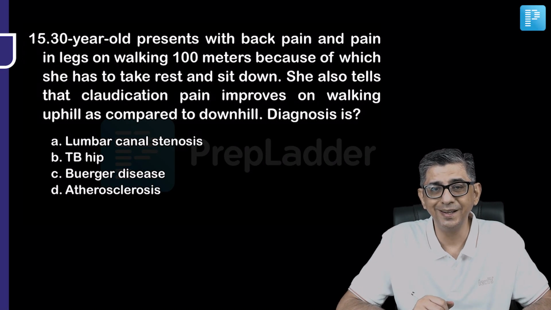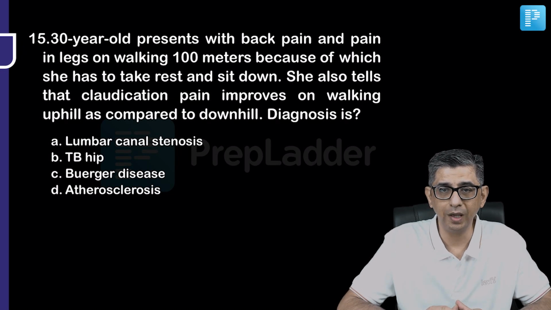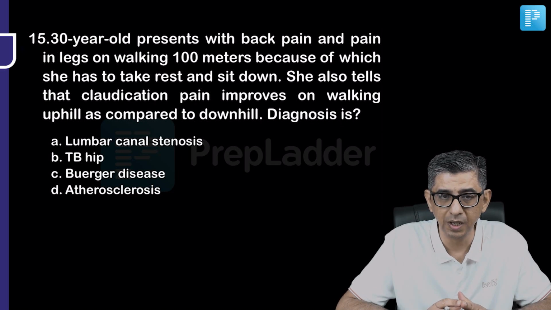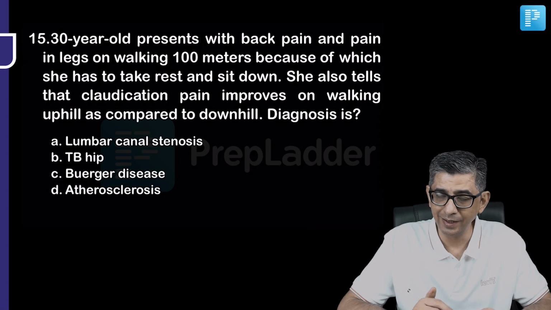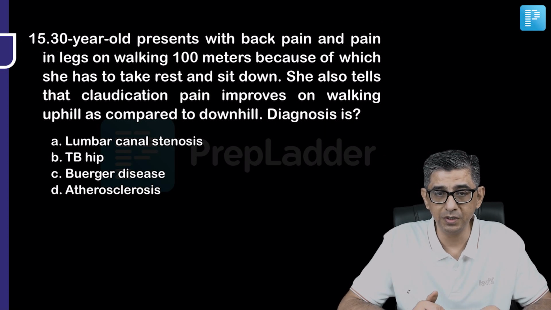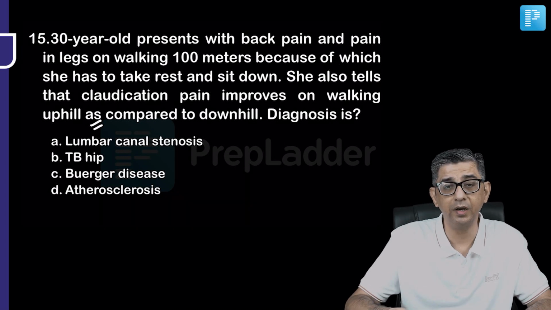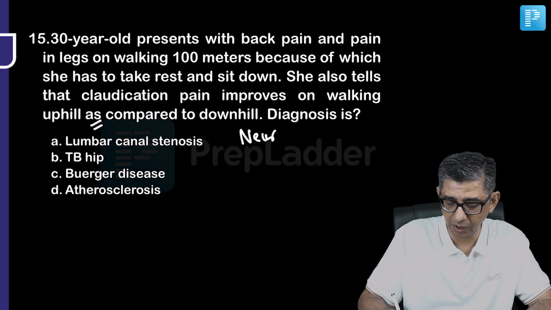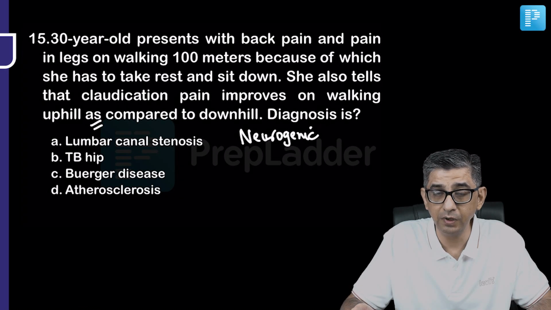The next question said a 30-year-old patient presents with back pain and pain in the legs on walking 100 meters. The first thought is maybe he's talking about Buerger's disease. He also mentions that the patient has to take rest and sit down. Then comes a very peculiar statement: the claudication pain improves on walking uphill as compared to walking downhill. My first impression is that he's not talking about arterial claudication, because with an arterial cause the pain would rather worsen.